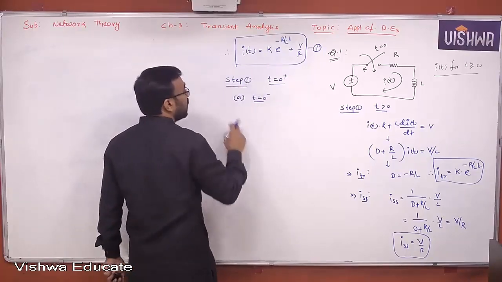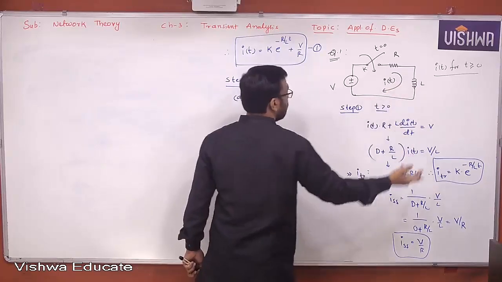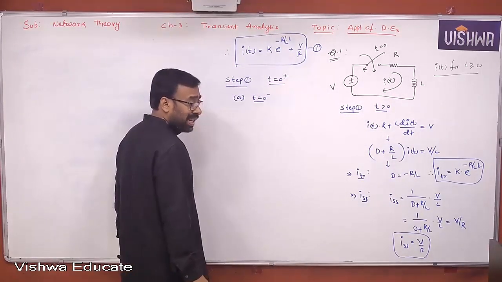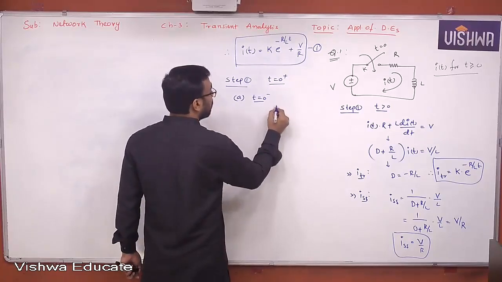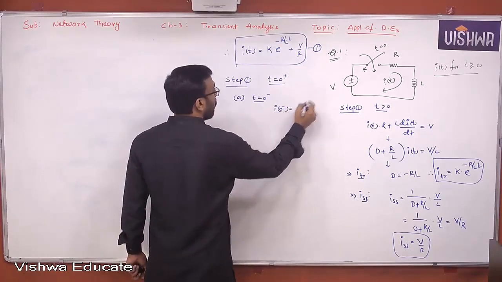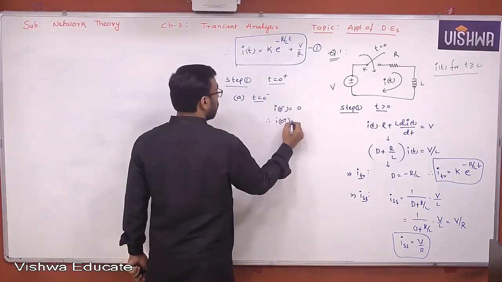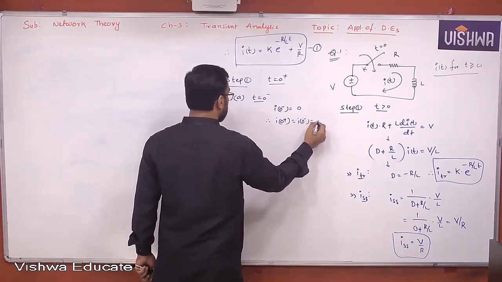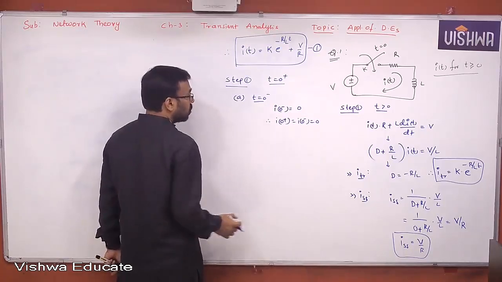What is I actually here? I is current through inductor. Yes or no, all of you? Current through inductor at t equal to 0 plus can be determined easily from the first step itself. There is no need to go for the second step, but for that you require I of 0 minus. Switch open, therefore 0. Therefore I of 0 plus is nothing but I of 0 minus, nothing but 0. So there is no need to go for step B, step C, and so on.